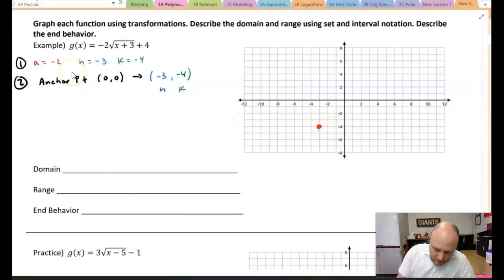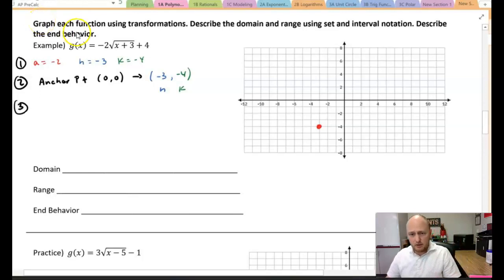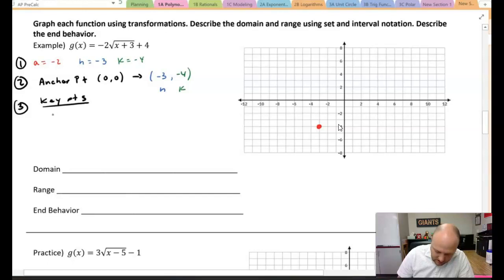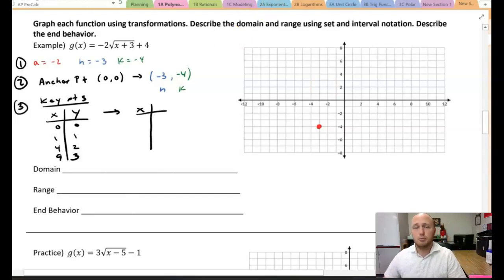And what I'm going to do next is use that point. I'm going to treat that kind of like a pseudo origin, almost like a 0, 0, and I'm going to plot all the other points from that. So I'm going to go back to my key points, x comma y, in case you forgot, 0, 0, 1, 1, 4, 2, and 9, 3. I'm now going to take these points and add the stretch, compression, reflection components, which in this case is going to be only the a value. And that's going to affect my y values. I'm going to put here a times y.